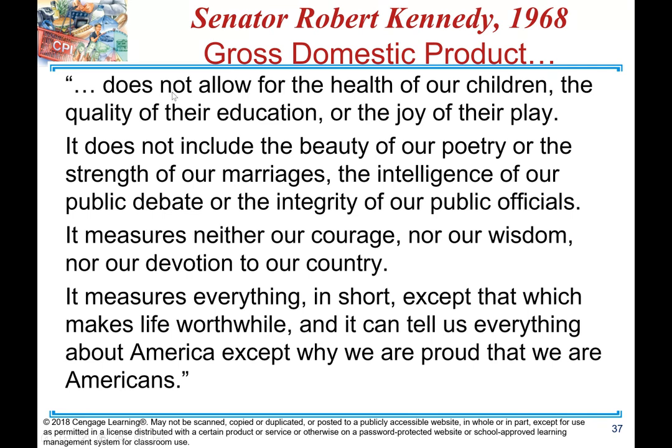This was a statement by Senator Kennedy. Gross domestic product does not allow for the health of our children, the quality of their education, or the joy of their play. It does not include the beauty of our poetry or the strength of our marriages, the intelligence of our public debate, or the integrity of our public officials.